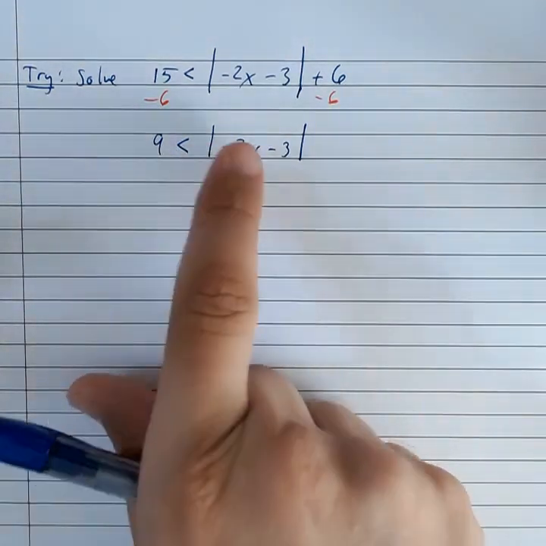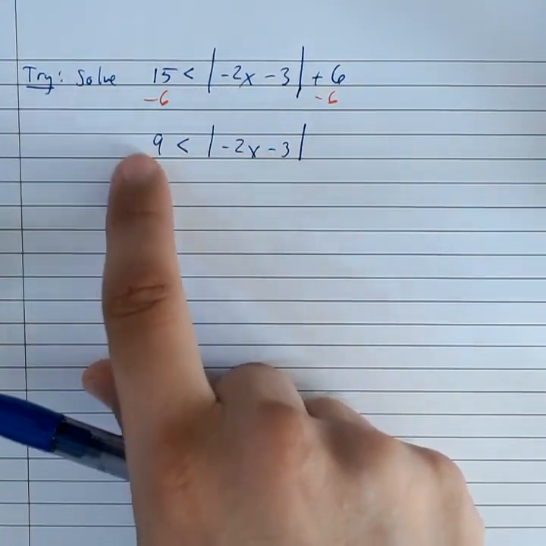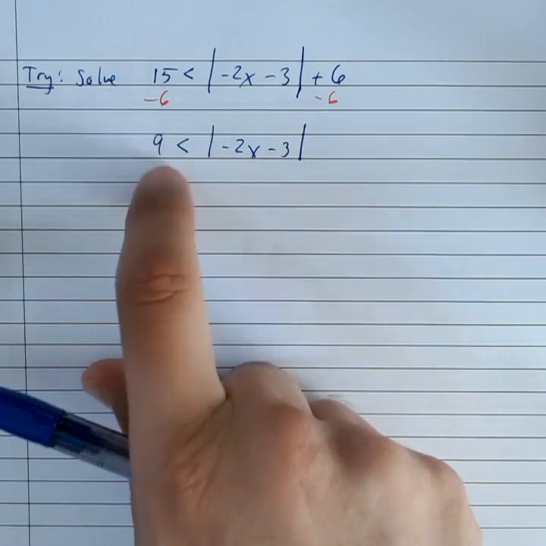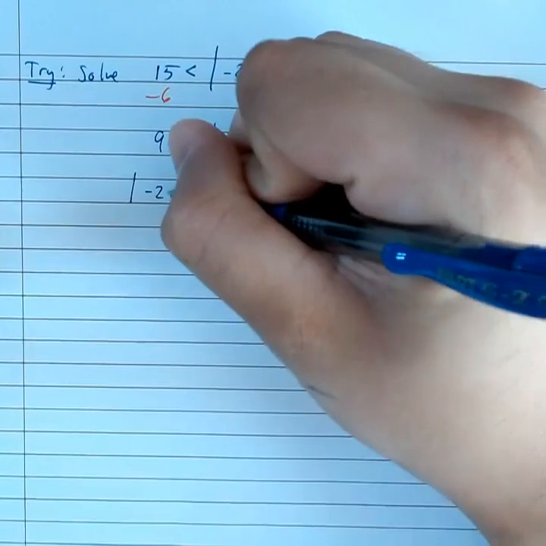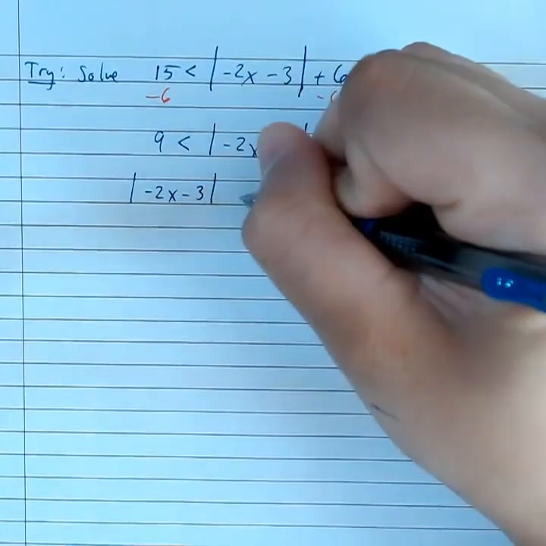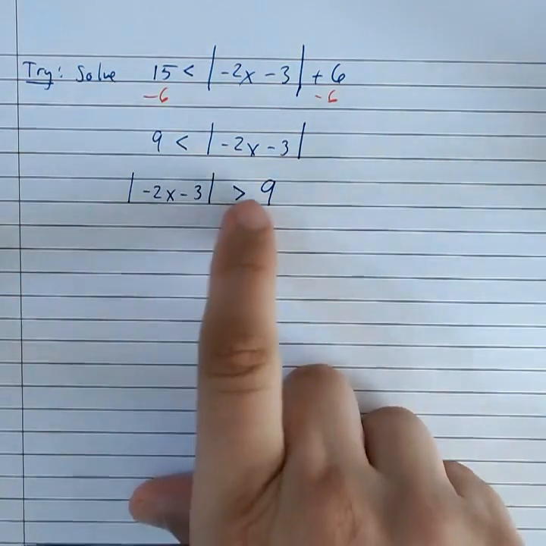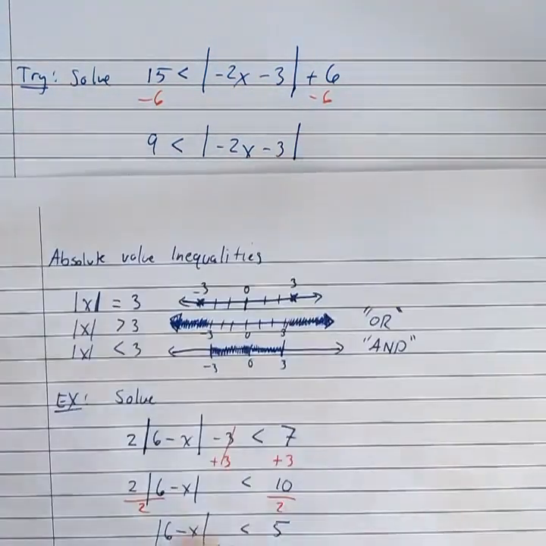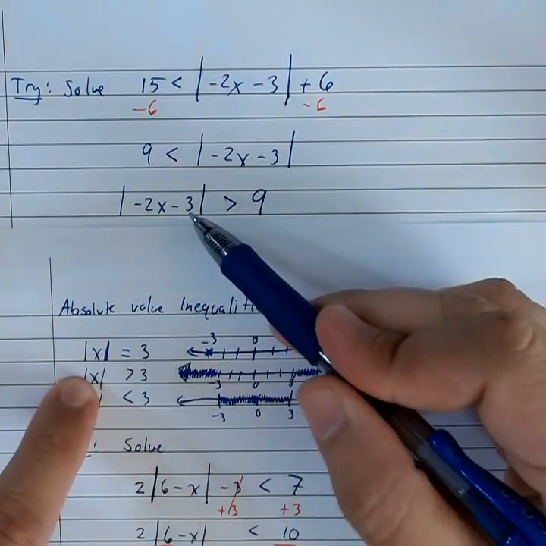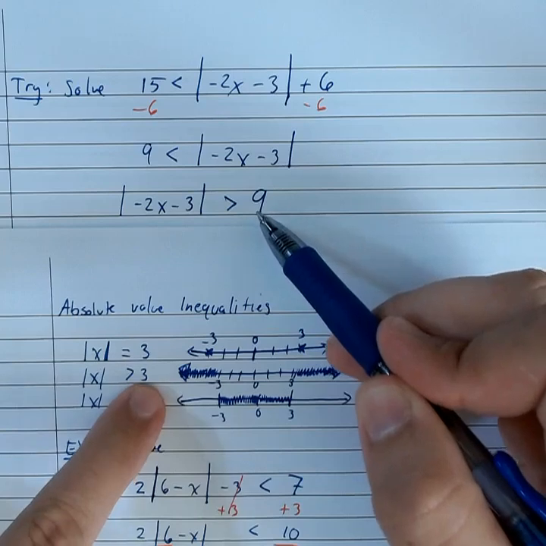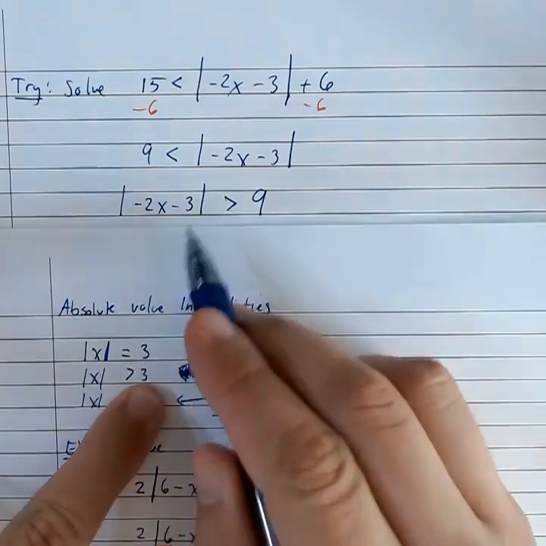If 9 is less than the absolute value, that means the absolute value is greater than 9. If 9 is lesser, that means this one is greater. So if you want to write it the other way around, that's fine too. So now it becomes completely obvious which of these it looks like. I have an absolute value is greater than a number. Oh, that's going to be an OR statement. Okay, so let's go ahead and write this as an OR statement.